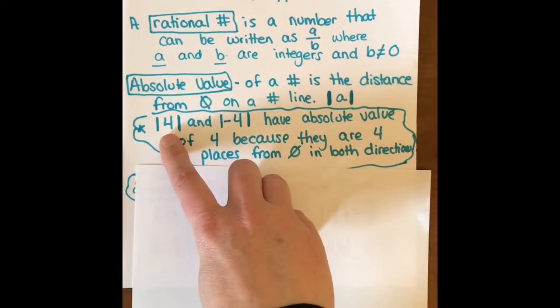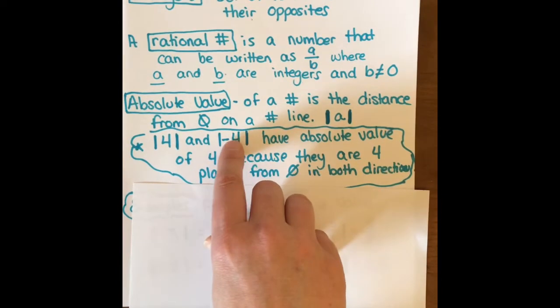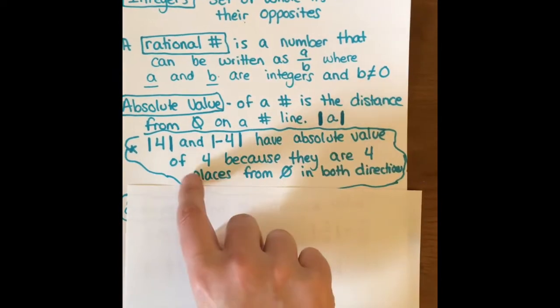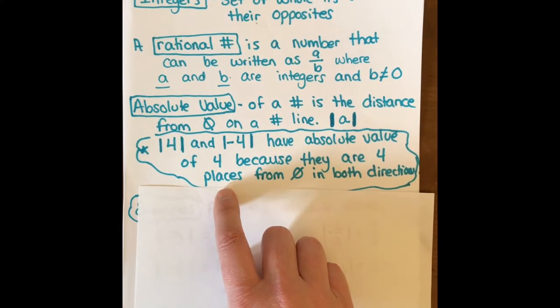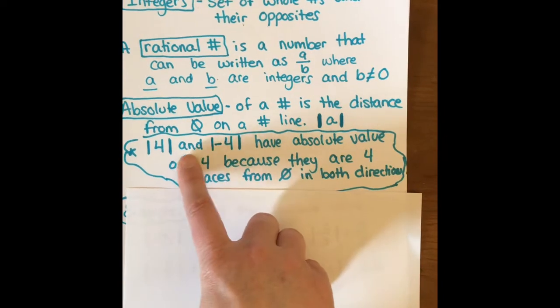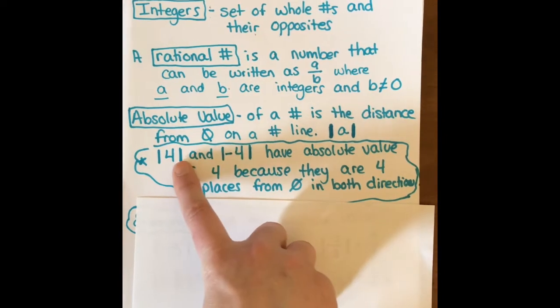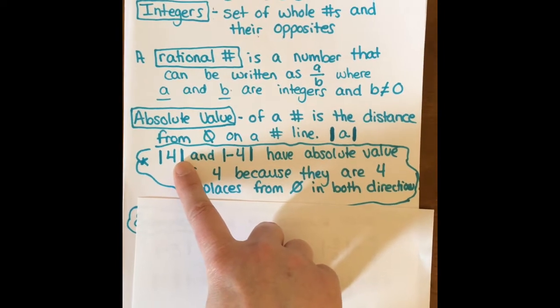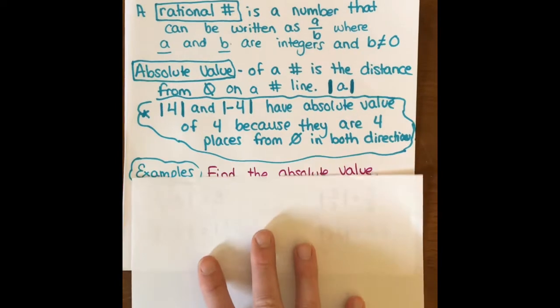So here's an example. Absolute value of 4 and absolute value of -4 have an absolute value of 4 because they are 4 places from 0 in both directions. So it's always positive. If you're taking the absolute value of a negative number, it will be positive, and if you take the absolute value of a positive number, it will be positive. They're pretty easy, so don't overthink it.